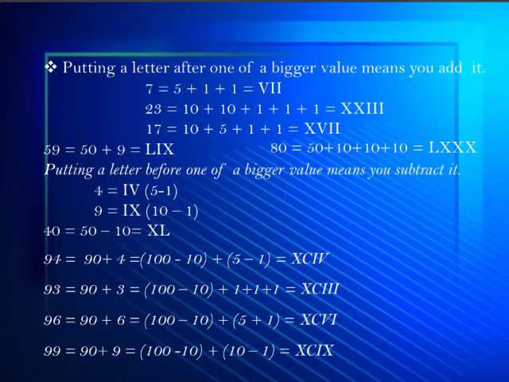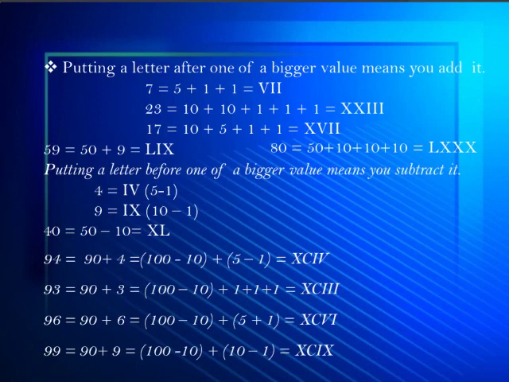Take 93 here, 90 plus 3. So 90 you already know it is XC. So 3 is III. Take 96 here, 90 plus 6. 90 here you already know it is XC. So 6 is nothing but 5 plus 1, that is VI. So the Roman numeral for 96 is XCVI.